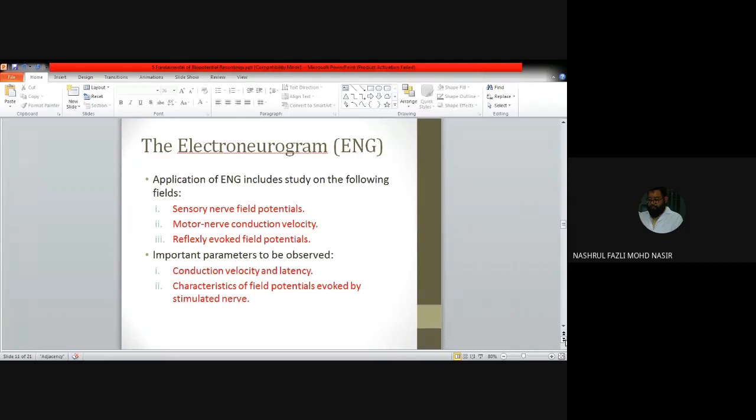So you have the sensory nerve field potentials, motor nerve conduction velocity, and reflexively evoked field potential. Those three you can study. And then the parameters: conduction velocity and latency. Just now we have the V, and then the latency, the timing. And the characteristic of field potentials evoked by a stimulated nerve.